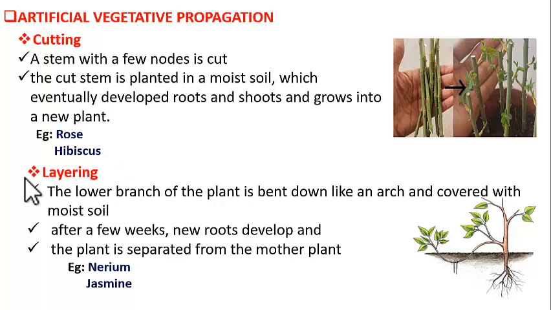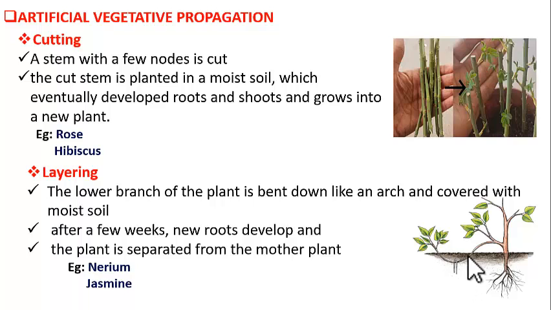Now the second method is layering. In this method, the lowermost branch of a plant is bent like an arch, close to the ground and covered with moist soil in such a way that the growing tip of the plant remains above the soil surface. Remember that the covered portion contains at least one node.